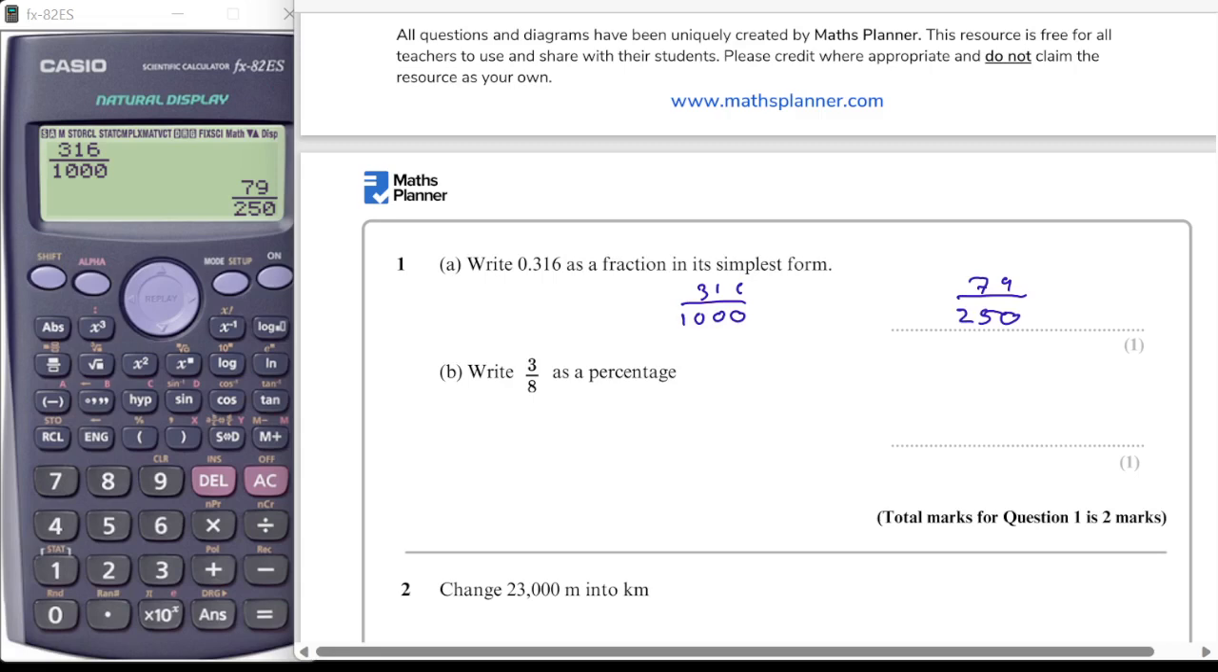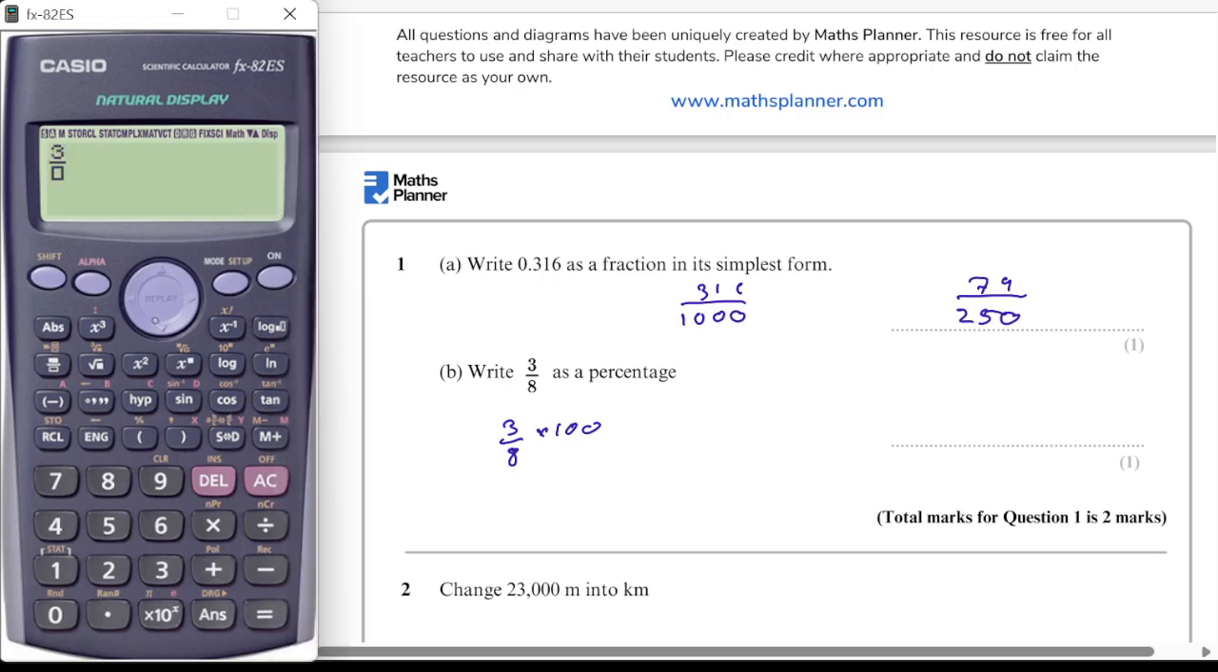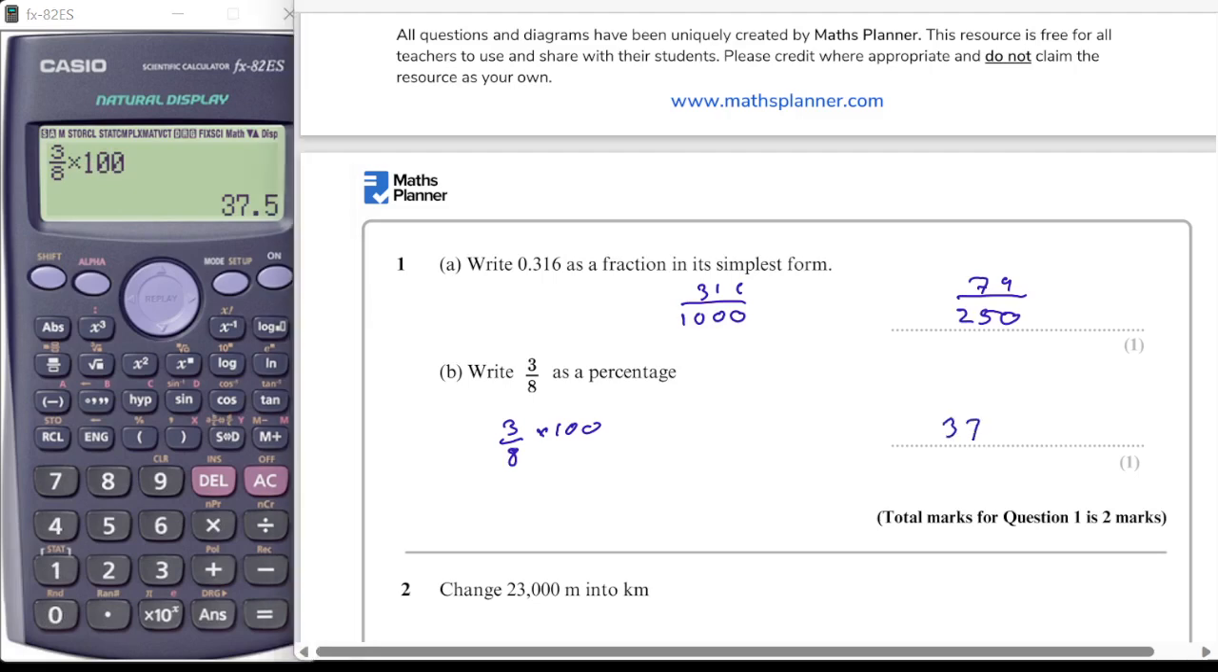Next one, write 3/8 as a percentage. So I'm going to use my calculator again. I'm going to do 3/8 times by 100. Type it in just like that, and that will give it me as a percentage. Obviously, if I wanted it as a decimal, I wouldn't have times it by 100, I would just have done 3 divided by 8. So I'm looking at 37.5 for that one.